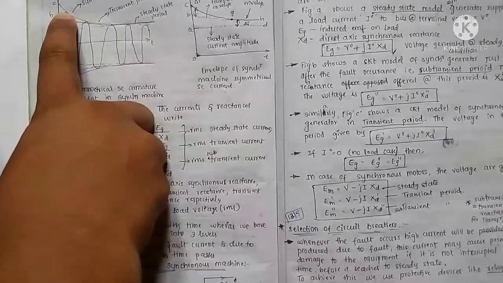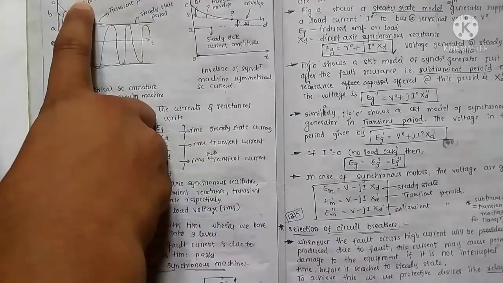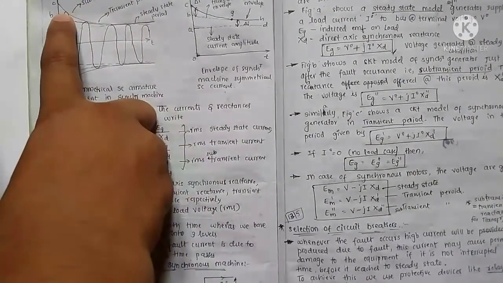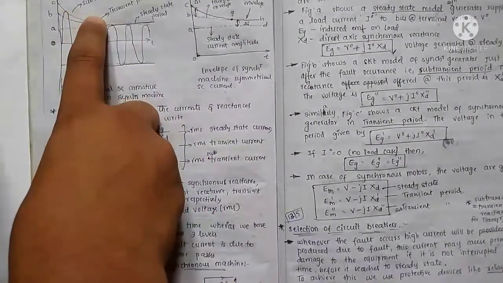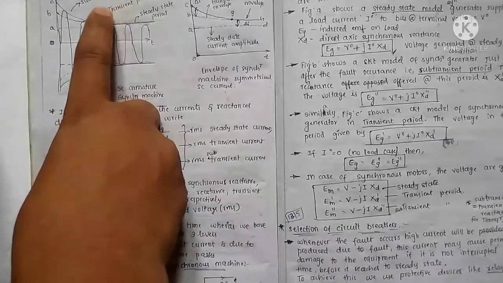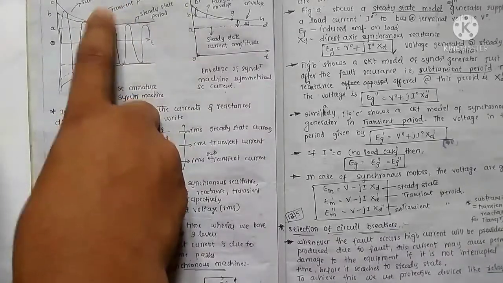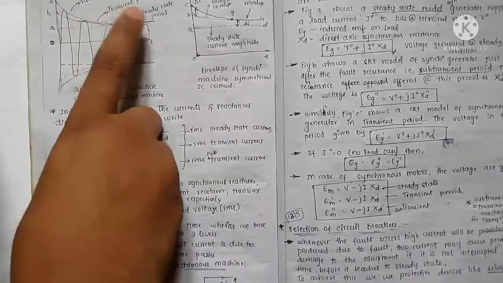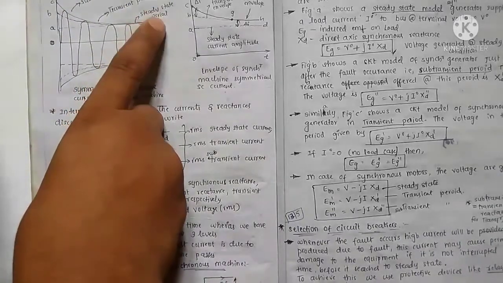Therefore, xd double dash is noted for subtransient. Okay, xd double dash is less than xd dash. For the transient period we note it as xd dash, and for steady state, xd, so xd is greater than xd dash, which is greater than xd double dash.